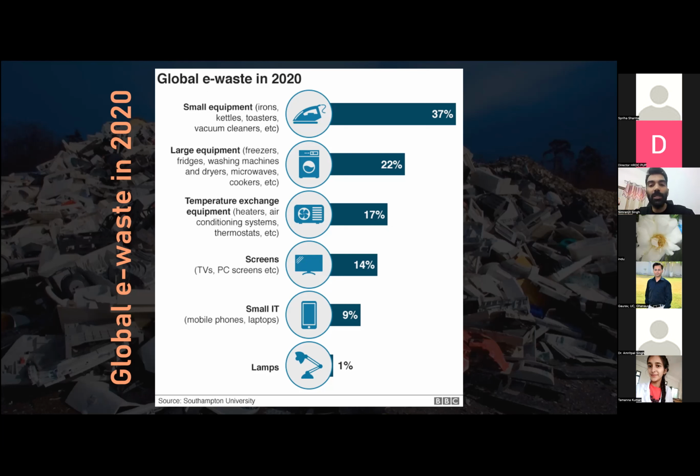Temperature exchange, which essentially means your air conditioners, heaters, thermostats, and so on, is 14%. And small IT, which more people are concerned about, mobiles, laptops, iPads, smartwatches, is just 9%. But this will increase because they are currently in use. The small equipment like irons and toasters has been used for so long, so that's the reason the data is skewed a little bit. But the rate at which small IT is growing is alarming as well.